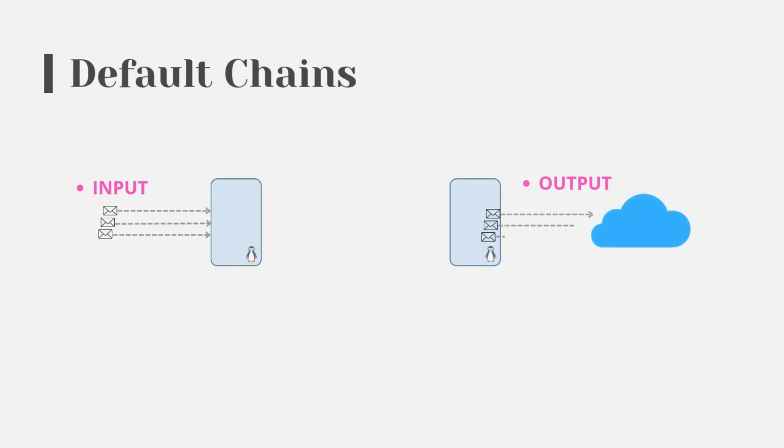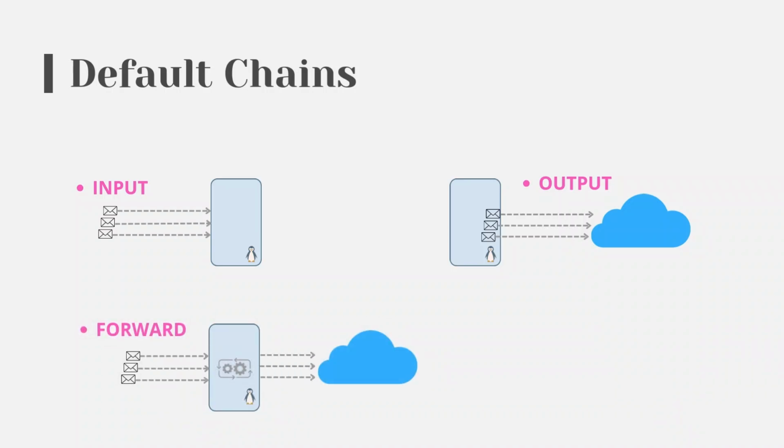There are some default chains that you'll see in almost every setup. Input handles packets destined for the local system. Output deals with packets originating from the local system. And forward manages packets that are passing through the system, typically when the machine is acting as a router or gateway. If you're using the NAT table, you'll also see chains like pre-routing and post-routing, but don't worry about those just yet. We'll cover them later when we get to NAT.